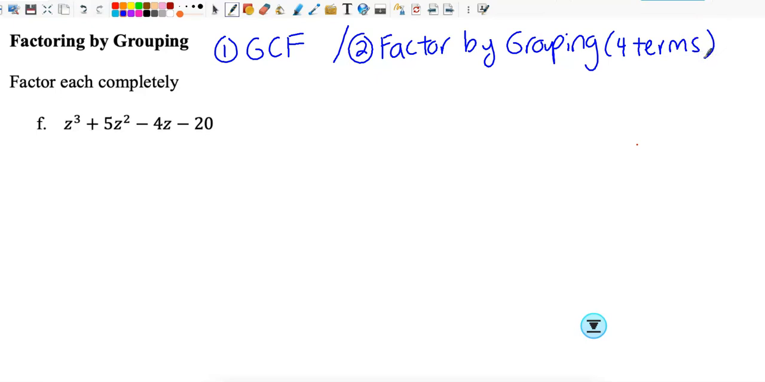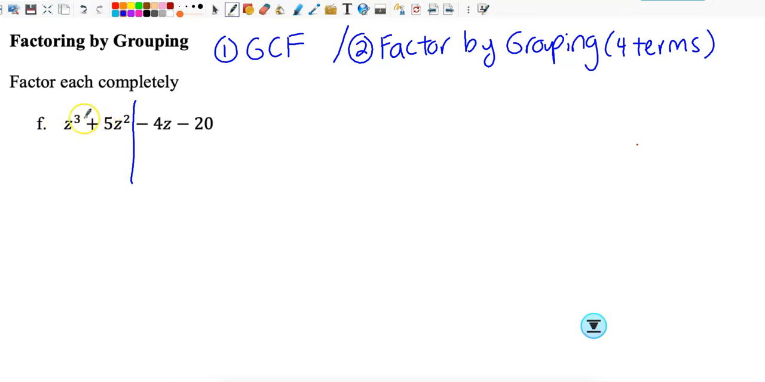So on problem F, I have a z cubed and I have a 20. I immediately know they have nothing in common because 1 is your smallest number and then 20 does not have a z. So they have not a greatest common factor. So I'm going to move on to factor by grouping. If you remember in Algebra 1, to factor by grouping, you split it down the middle.